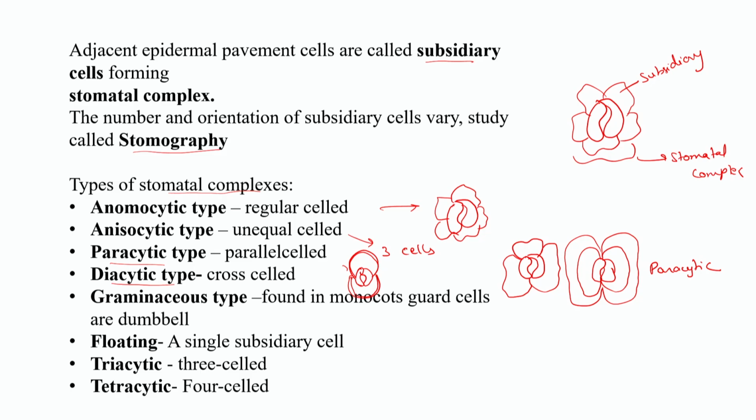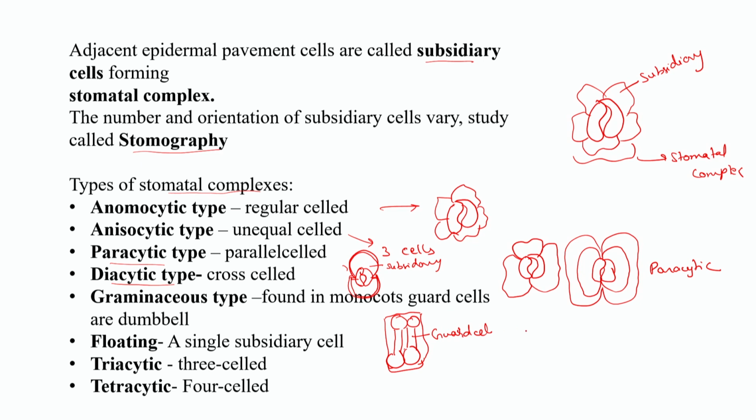They are the common wall, and this is at right angles to the guard cell. So this is the subsidiary cell. Graminaceous type is found in monocot, in which the stomata is dumbbell shaped. So in dicot it was bean shaped or kidney shaped, and in this it is dumbbell shaped. So this is the guard cell, and these are the subsidiary cells.